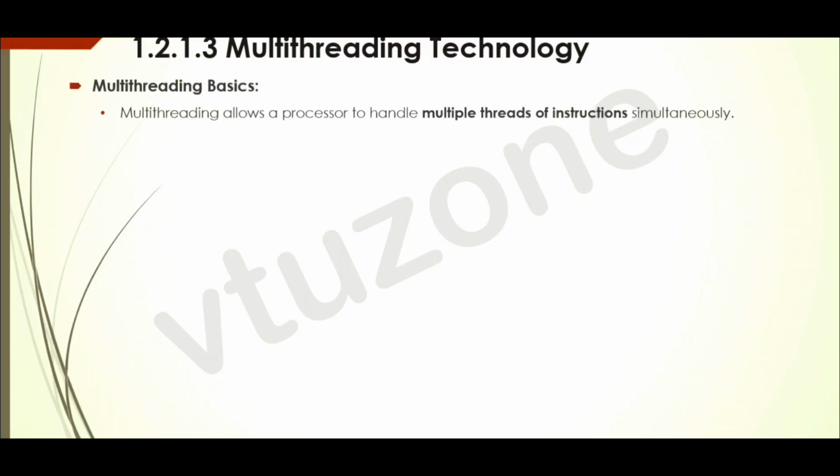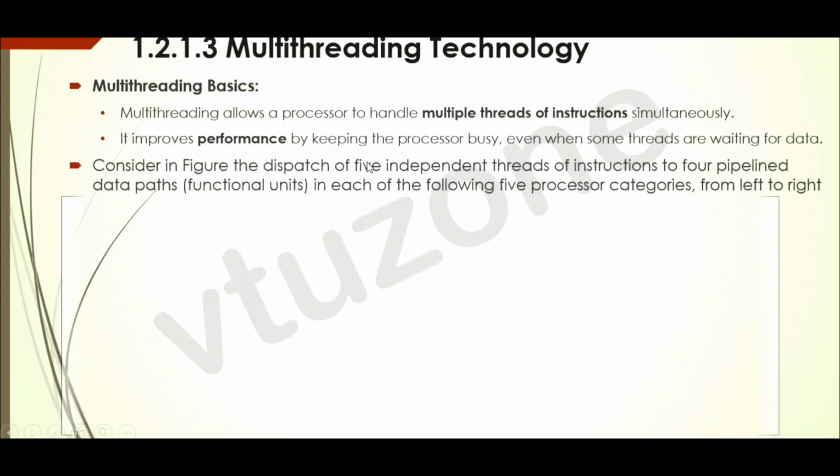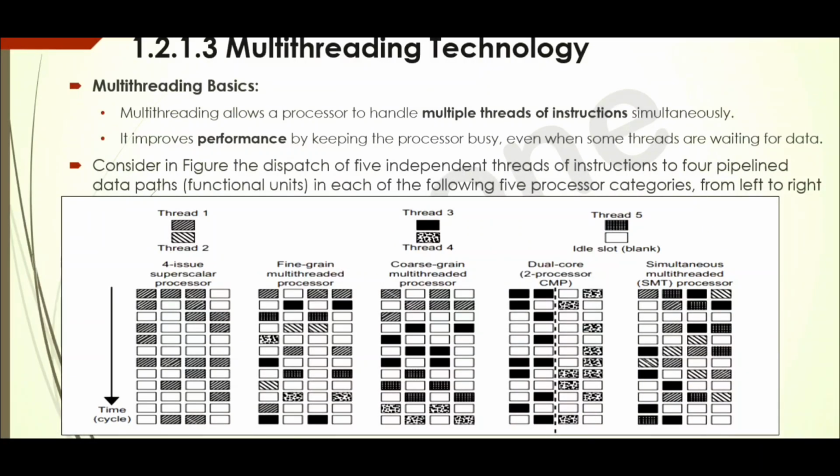Multithreading means allowing a processor to work on multiple tasks or threads at the same time. Then it helps keep the processor busy and efficient even when some tasks are waiting for data. Next is, this diagram shows different ways modern CPU processors handle multiple threads using multi-threading and multi-core technologies. It compares 5 architectures over time.